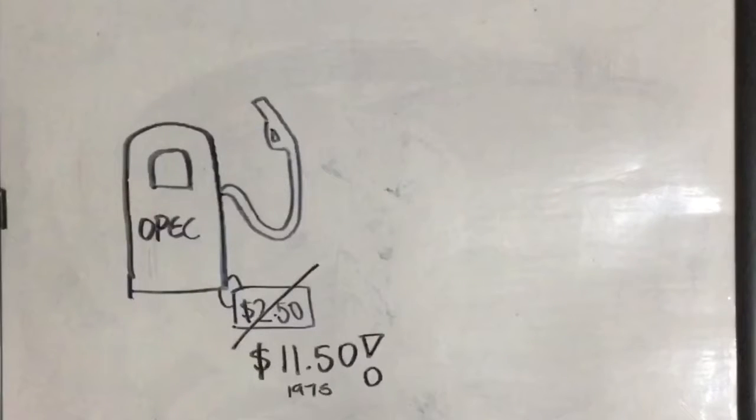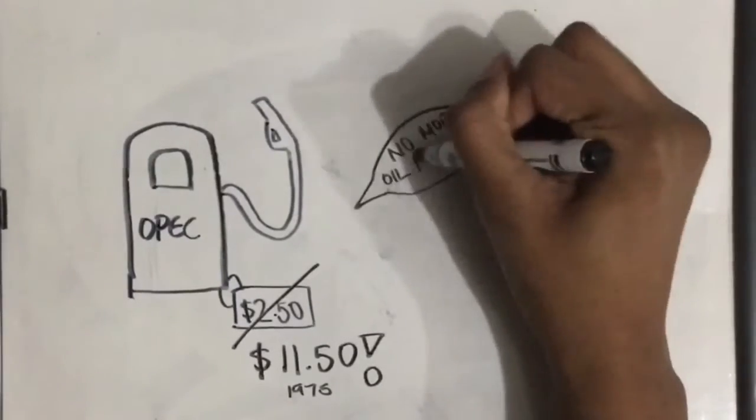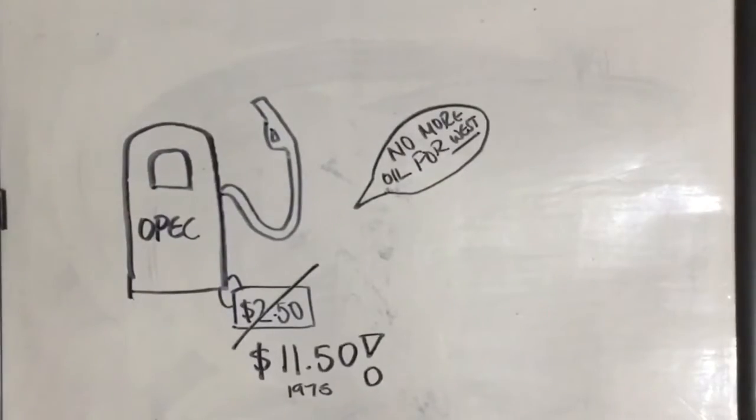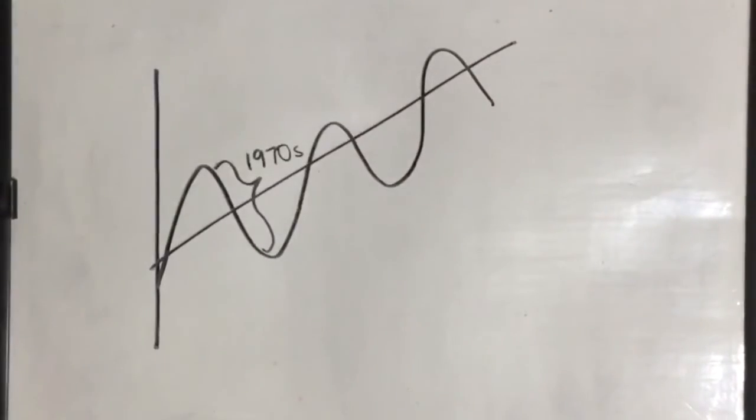In 1972, a year before the ban, the price of oil was $2.50 a barrel US, which increased to $11.50 US in 1975. This time period, however, was also affected by the recession and poor economic growth.